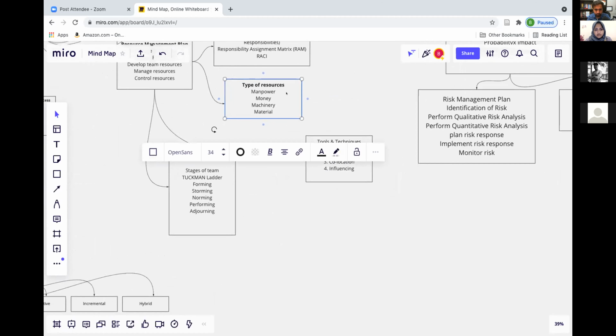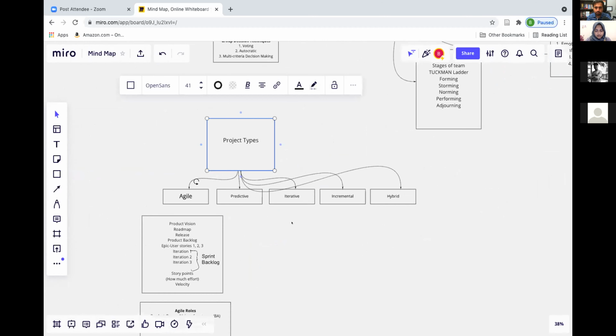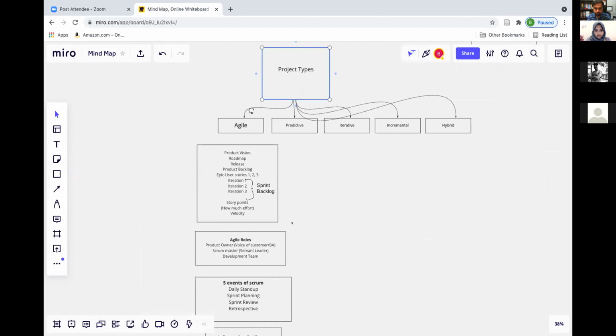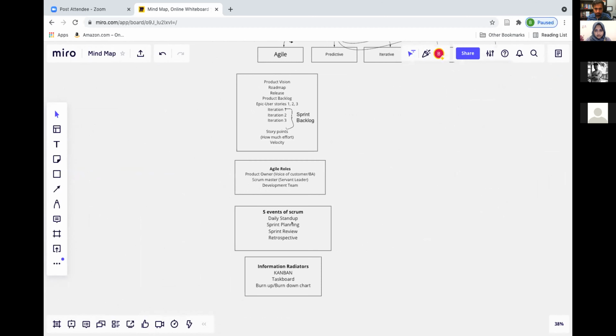Okay, so here we talk about the project types. We have the agile, predictive, iterative, incremental, and the hybrid approach. In the agile, we mainly first start with the product vision, what product we are going to build. Then the roadmap will be designed and developed for this particular product vision, and then we will have the releases.